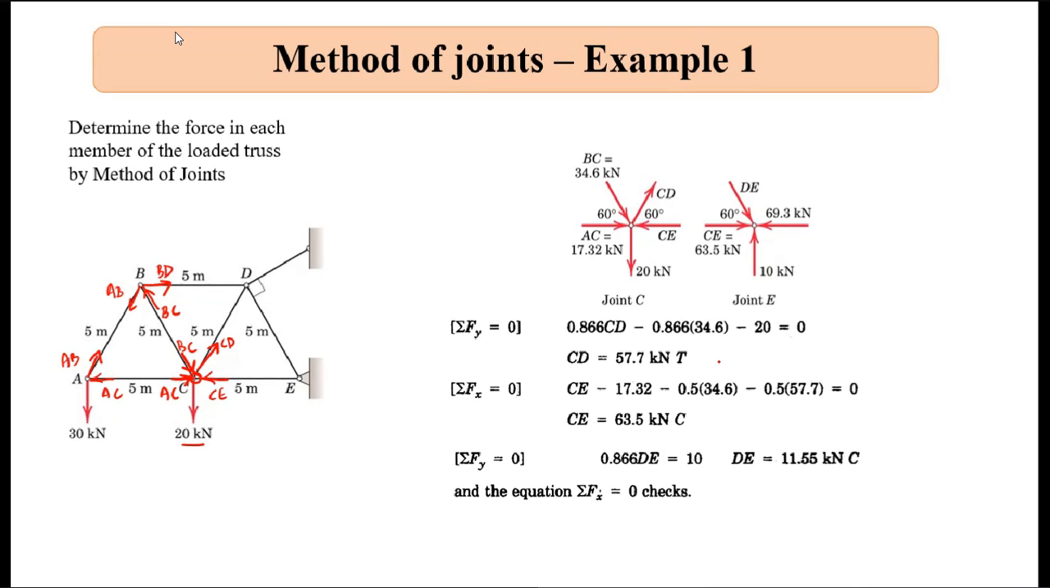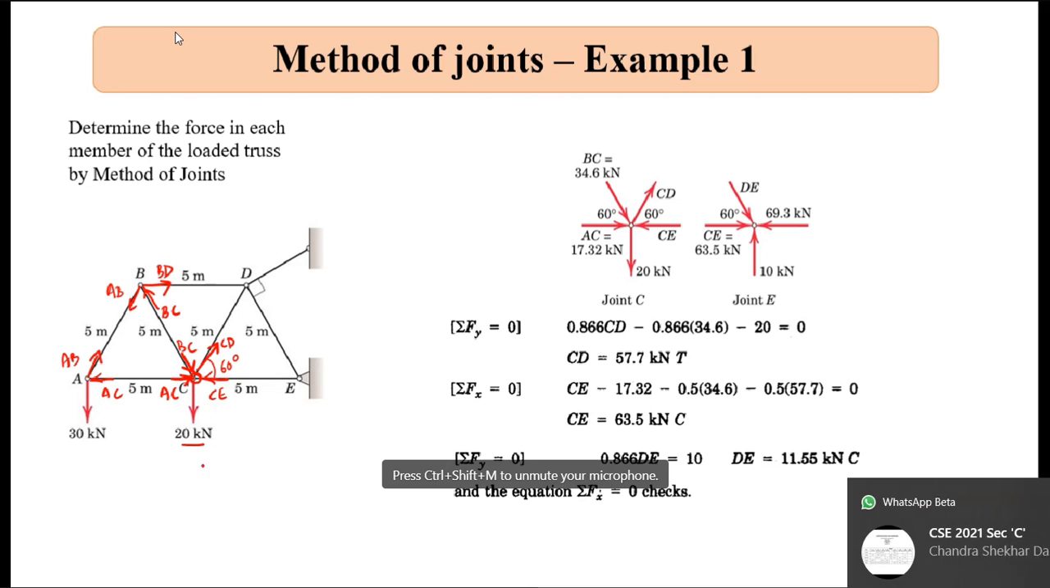So at joint C, if I take summation Fy equal to 0, then what will happen? From that, I can easily find out CD, because here I will be having the vertical component of CD, correct? And again, this angle is 60 degree. It is known to me, right? So CD, what will I get?